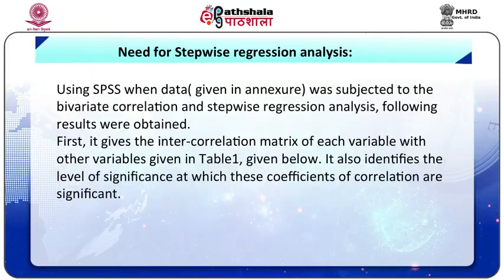Using SPSS, when the data given in the annexure was subjected to bivariate correlation and stepwise regression analysis, the following results were obtained. First, it gives the intercorrelation matrix of each variable with other variables, given in table 1 below. It also identifies the level of significance at which these coefficients of correlation are significant.